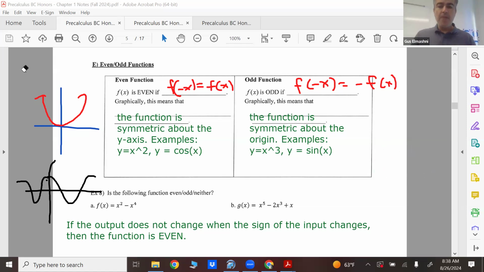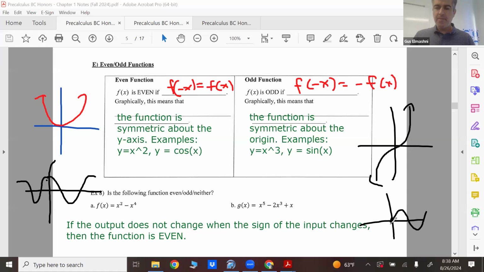Now, odd functions. x cubed looks like this, right? Or sine x looks like this. Now, that's where you have to kind of visualize this really well. Think of it like a little spinner or a pivot point. What if I were to spin this graph 180 degrees? Or spin the sine graph 180 degrees? That's what it means to think about the origin.